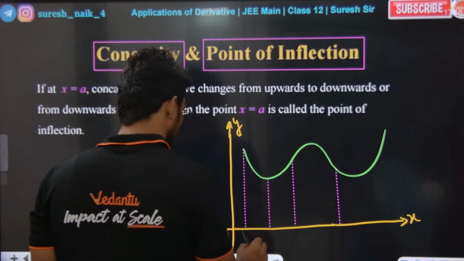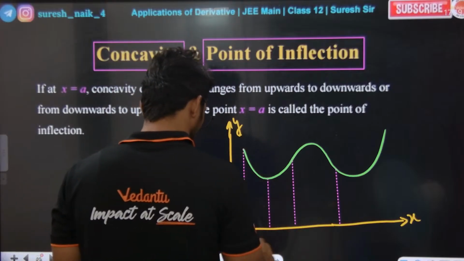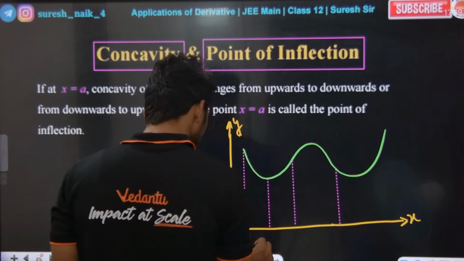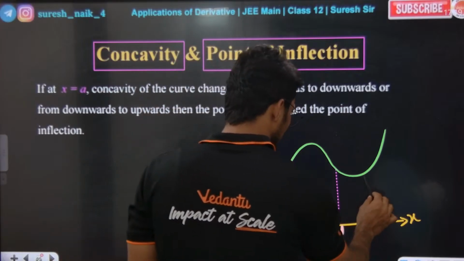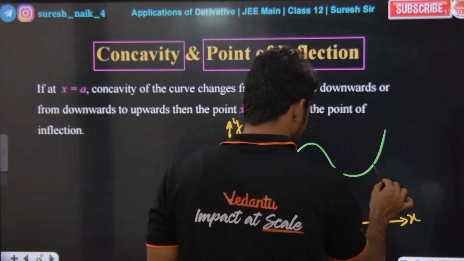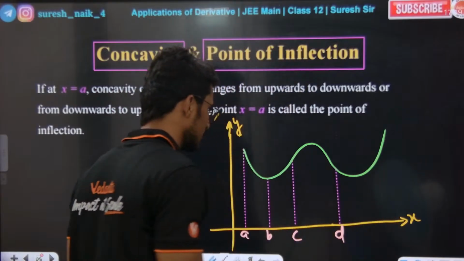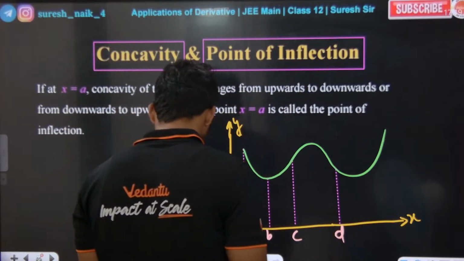So let me say this is the A point. Any random graph I'm drawing: A, B, C, D. Again, the graph is going down, and again it's going upward. You can say that, concave upwards.